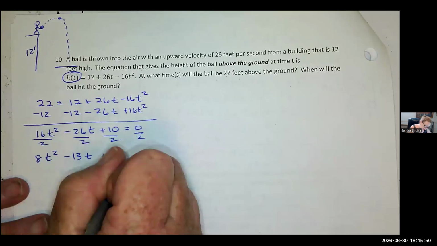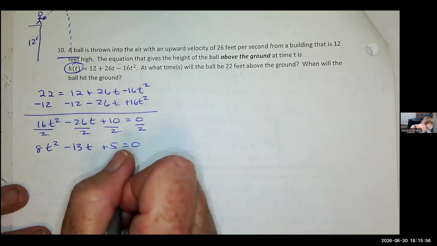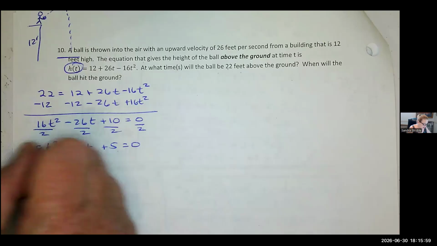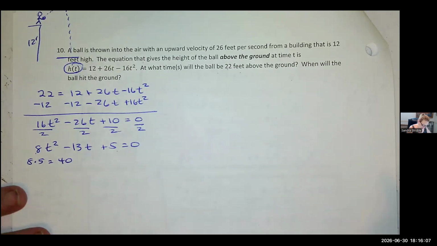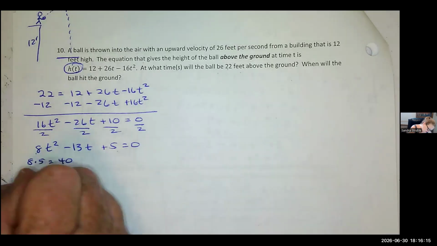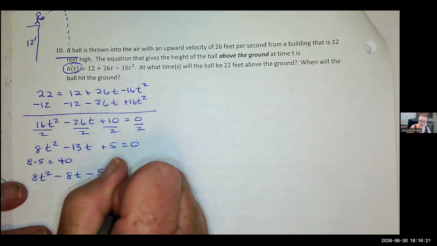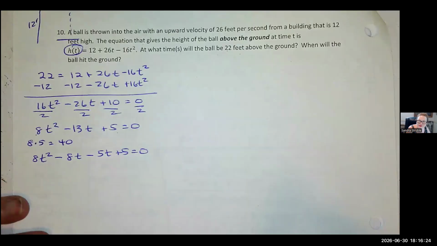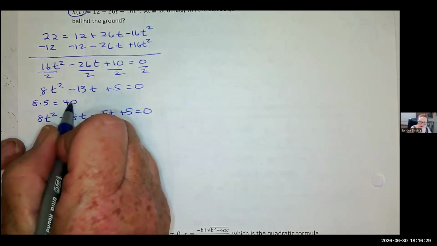All right. Now I need to factor. To do this, I need to take 8 times 5, which is 40, and I need to find out what numbers, well, it's 8 and 5, give me 13. Okay, so this is 8t squared minus 8t minus 5t plus 5 is equal to 0. Well, that was easy enough because 8 times 5 is 40, but 8 plus 5 is 13. So that made it easy.